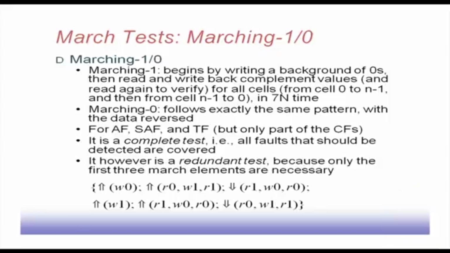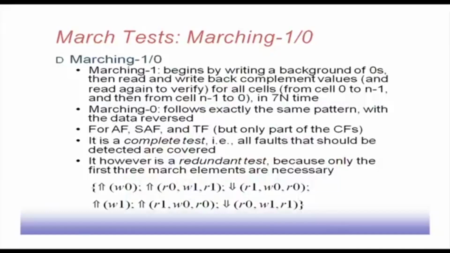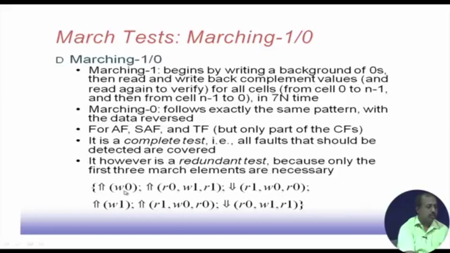Then we look into the marching 1-0 pattern. This is another march test, marching 1-0. Marching 1 begins by writing a background of zeros and then read and write back complement values and read again to verify, for all the cells. So first it will write the background of 0, this first W0. So this will do that.